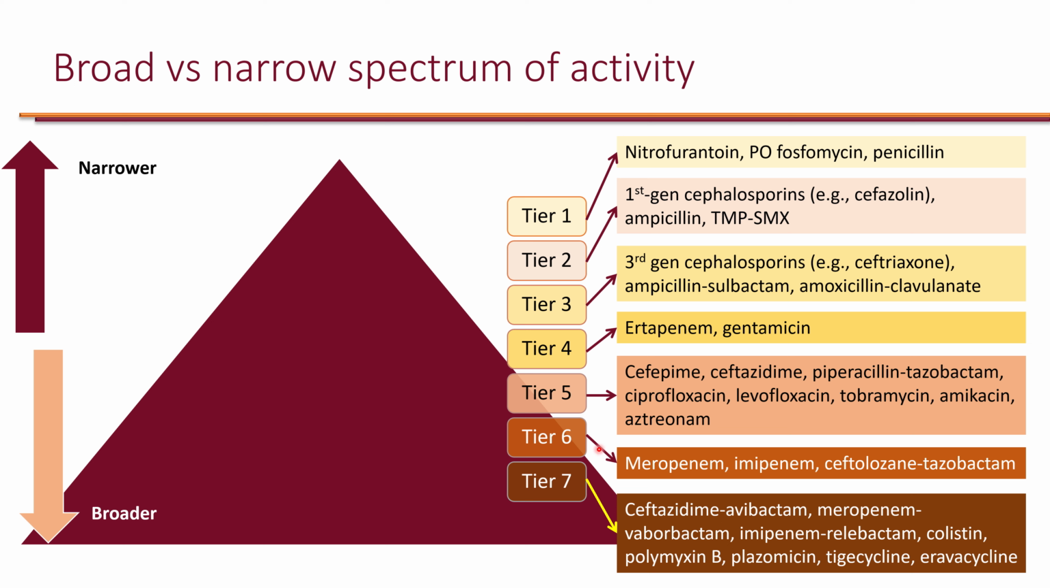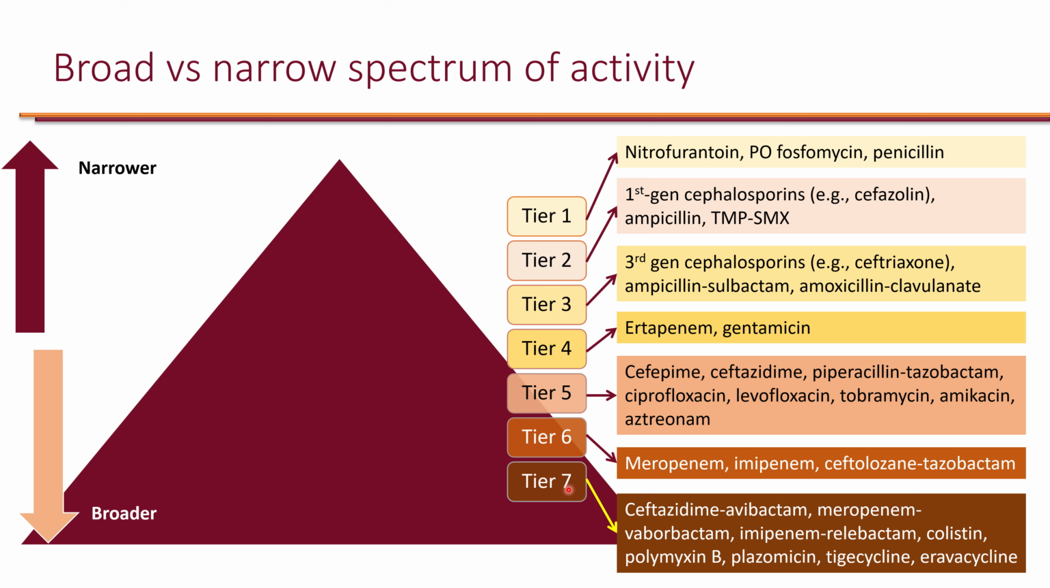And tier 6 is actually more broad than tier 5. So these are pretty much carbapenems as well as ceftolozane tazobactam. These are not only active against Pseudomonas, but also active against multi-drug resistant Pseudomonas. So if you have Pseudomonas that's resistant against tier 5, tier 6 will still remain an option. So for that reason, they're considered more broad.